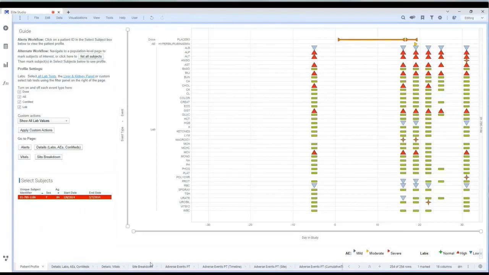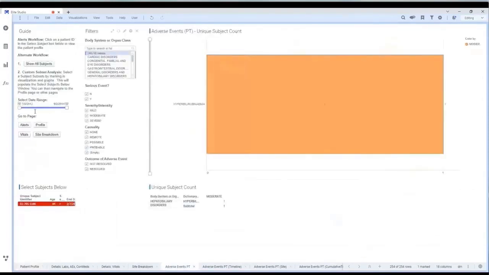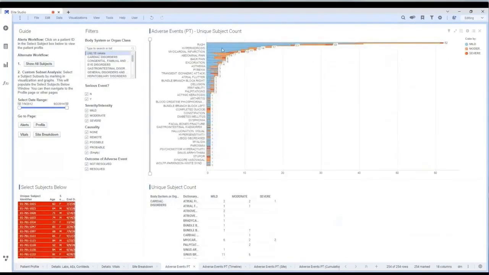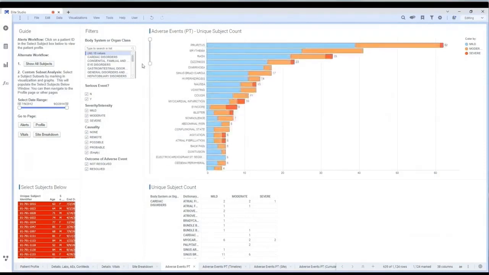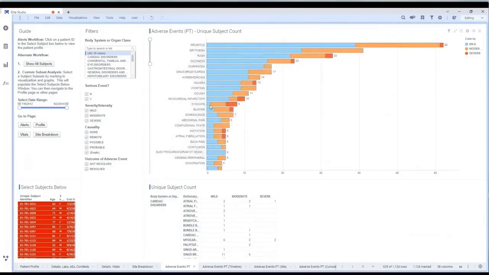The second thing I can do is go to the adverse events page, and I can show the data for all subjects. On this page, I can see there's a large number of adverse events that are ranked in terms of frequency. And if I zoom up a little bit so that I can actually see the names, I'm going to look at syncope here. Syncope is fainting, and it is unexpected for this drug class.